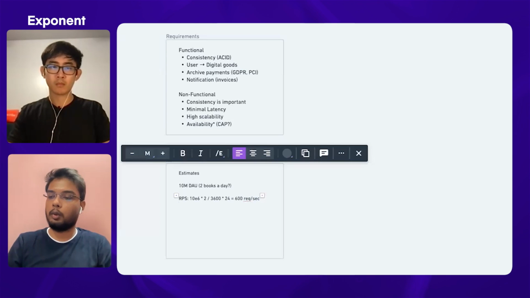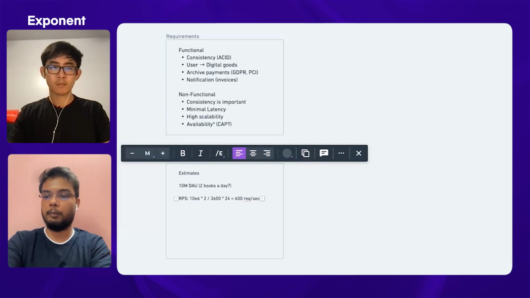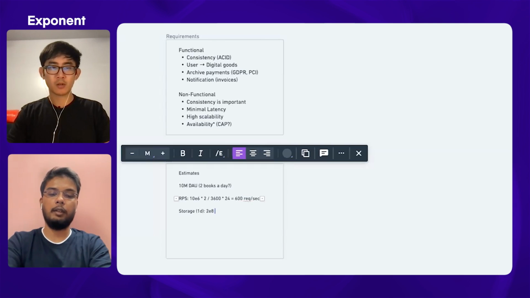Next, I want to look into storage. Let's say if we have 20 million requests a day, what would be our storage for a day? And what do you think the main files would be that we would be storing here?